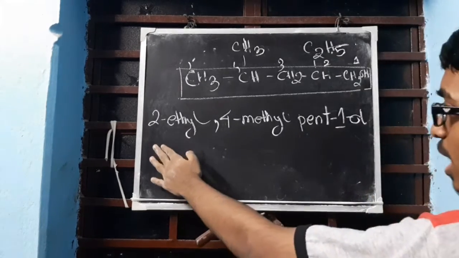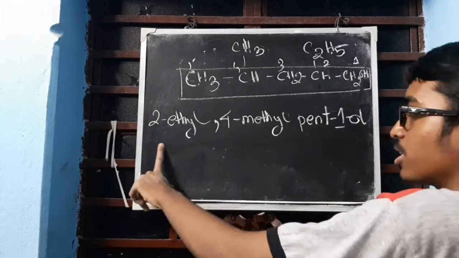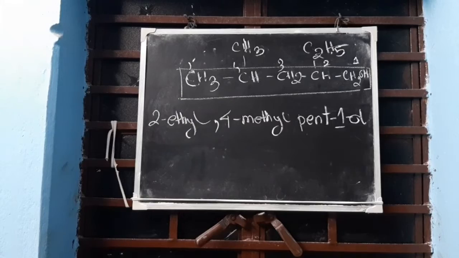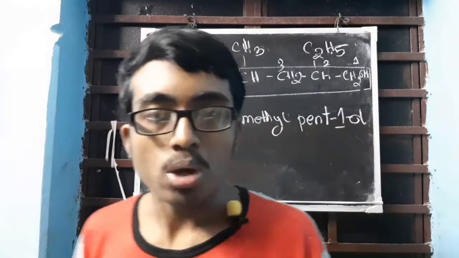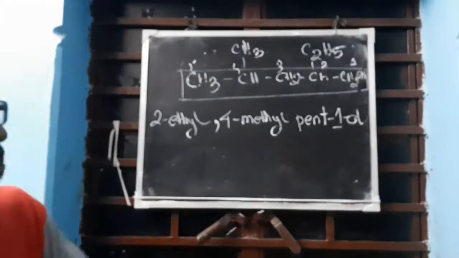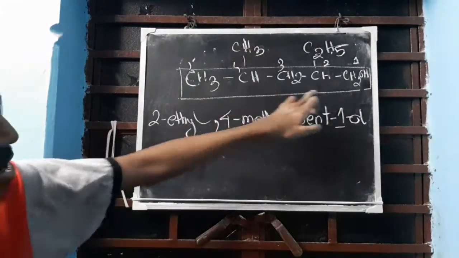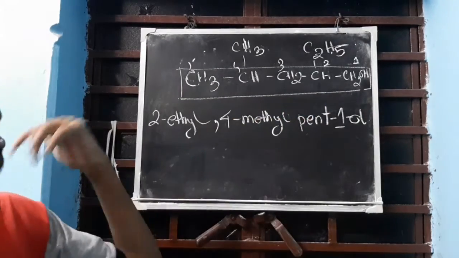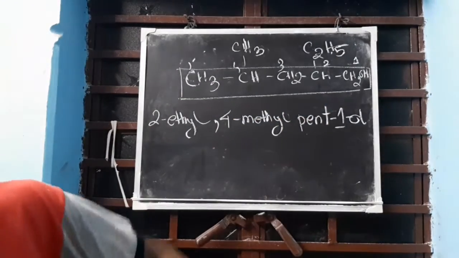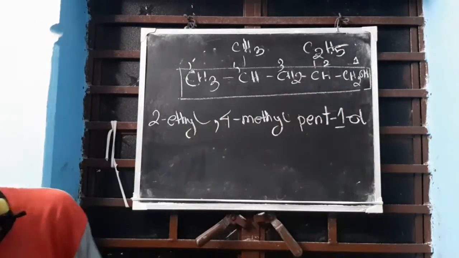Correct? 2-ethyl-4-methylpent-1-ol. Naming is complete. Very difficult? No. You have to just identify, to just interpret properly. How did we interpret? We did not take any other parent chain because this parent chain was giving the same result, and it's always better to take a straight chain than a bent chain, just for visualization. Clear?